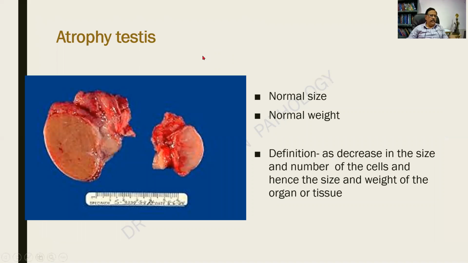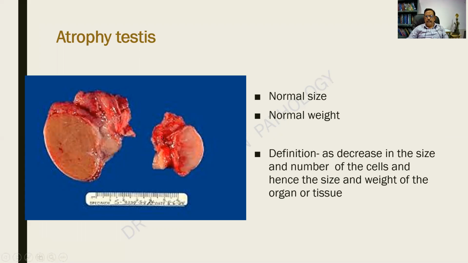There is another condition called atrophy of the testis. Atrophy is defined as a decrease in the size of the tissue or organ and also the weight. So I have kept a normal testis for comparison, and then there is a marked decrease in the size and the weight of this particular organ.